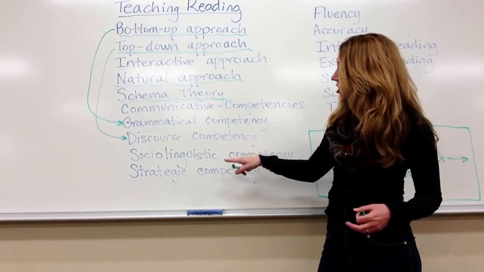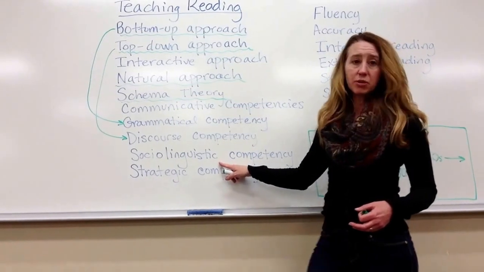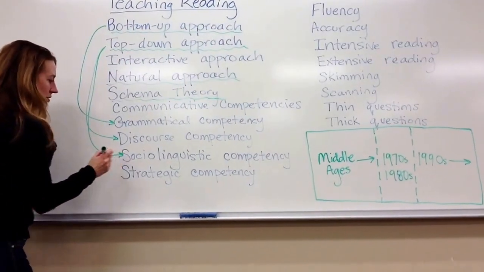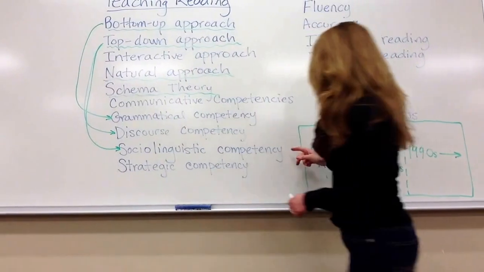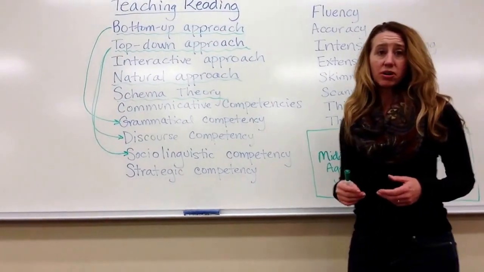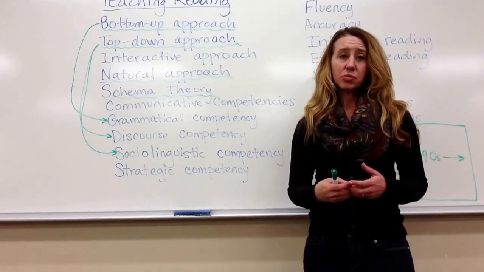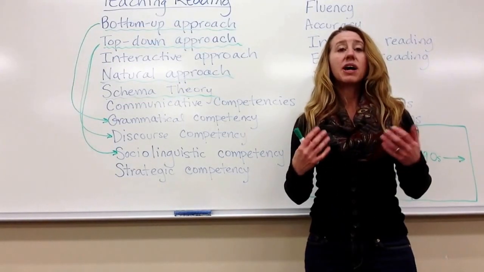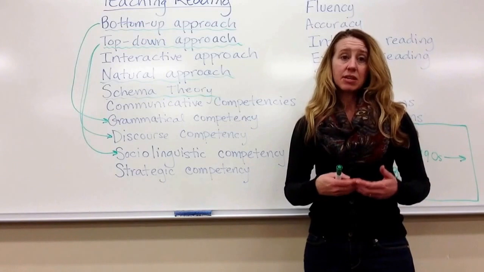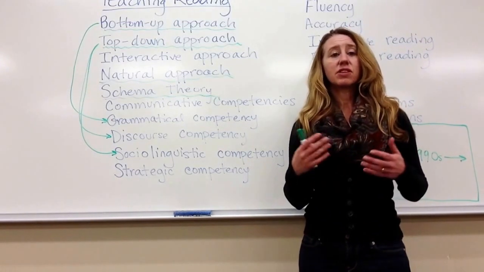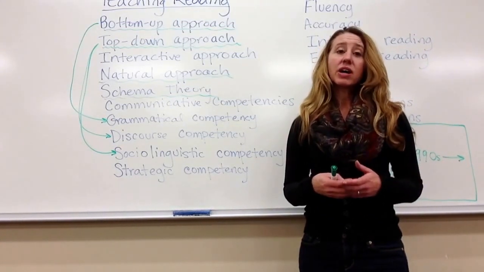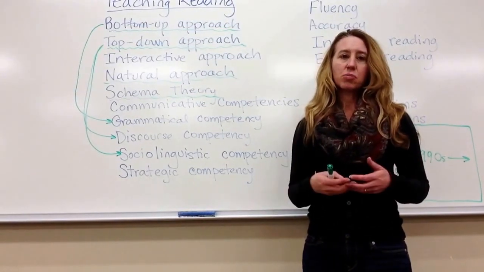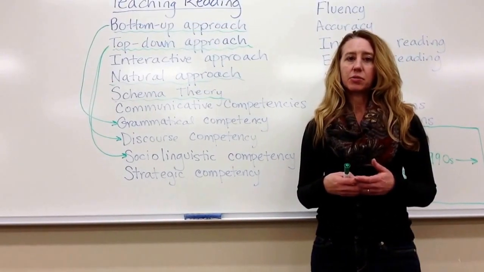Top-down approach also refers to sociolinguistic competency. And sociolinguistic competency means, in part, what's my relationship with the author? What's my relationship with this text? What kinds of things can I expect to see in the text? What kinds of things can be said? What kinds of things aren't said? What kind of vocabulary is appropriate? What kind of vocabulary is not appropriate?